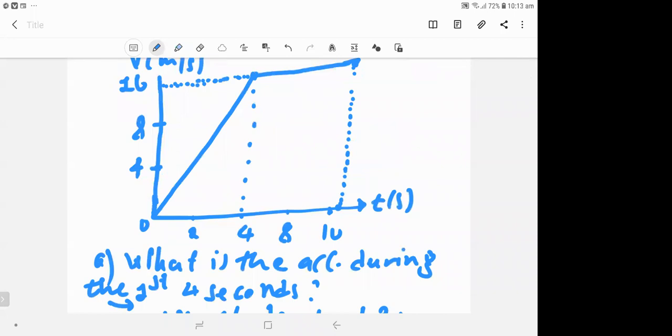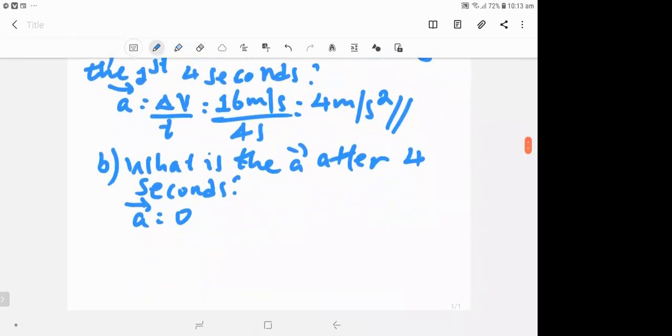Is there a change of velocity? There is no change of velocity after 4 seconds. The velocity is constant. If the velocity is constant, the acceleration becomes 0. The acceleration becomes 0 because of what? Because there is no change in velocity. Have you understood what we have said? Yes. There is no change in velocity after 4 seconds.